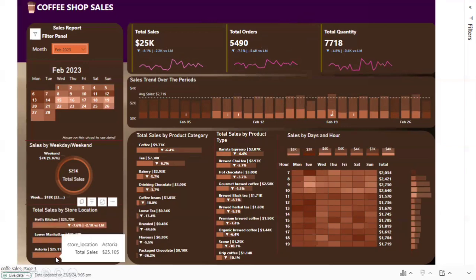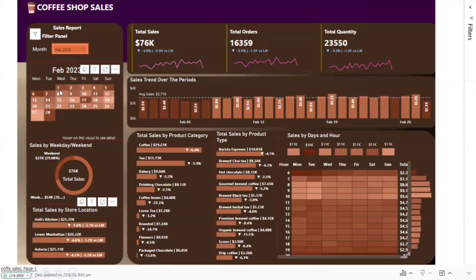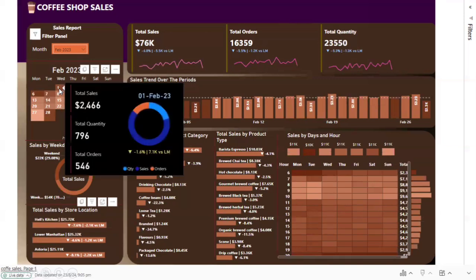Okay, now let's analyze February on the basis of days. We can see here the total sale is $2,466, but the total quantity sold was 296, and total orders were 546. But below the donut, you can see a yellow percent which says minus 1.6. On day one, compared to January day one, we got 1.6% less sales.